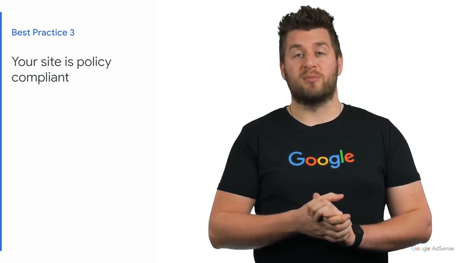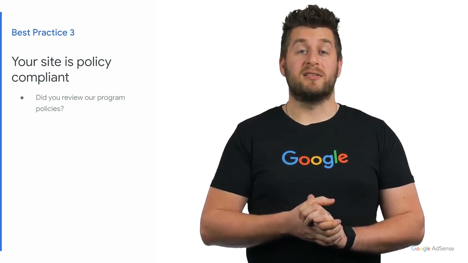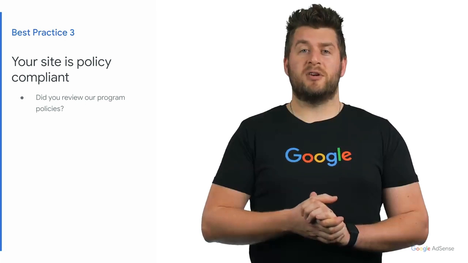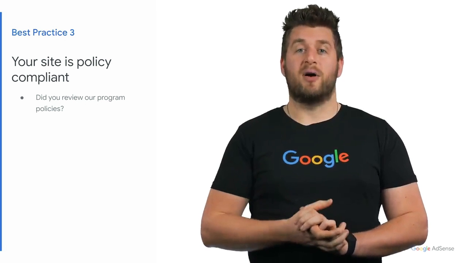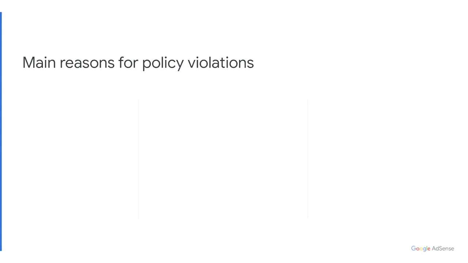The final best practice is to make sure your site is policy compliant. Please review our program policies and content policies in particular. We've observed 3 main violations by our publishers that we'll highlight next to help you avoid them. The first violation is low-value content. Make sure the content is original and valuable to your users.